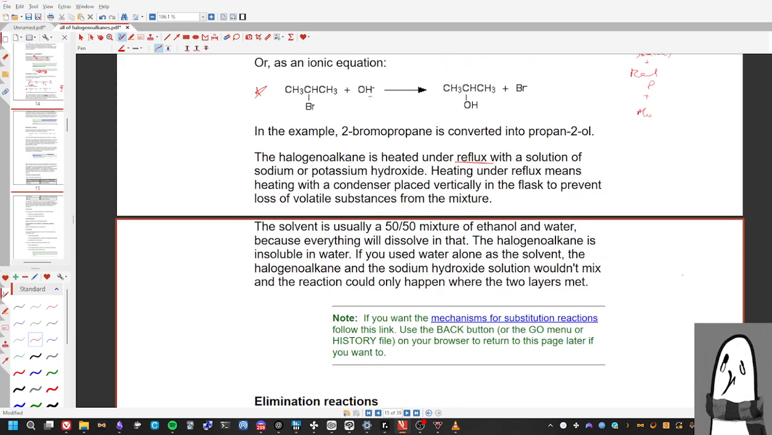The solvent is usually a 50-50 mixture of ethanol and water. You would have ethanol, but you would also have water, because everything would dissolve in that. The halogenoalkane is insoluble in water. Of course, if you use water alone as a solvent, the halogenoalkane and sodium hydroxide wouldn't mix.